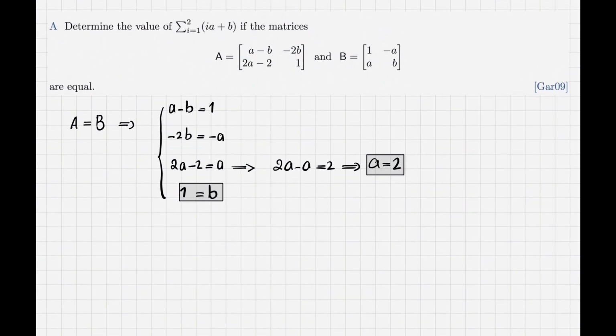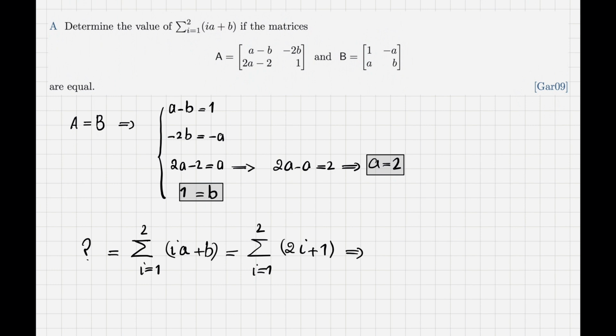Now the question mark here is the sigma of this combination iA plus B, where i goes from 1 to 2. Now we know that A is equal to 2, so it becomes 2i plus 1, where i goes from 1 to 2. So this is equal to, I put 1 instead of i, so it becomes 2 times 1 plus 1. And then I put 2 instead of i, it becomes 2 times 2 plus 1. And then it becomes 3 plus 5, and the answer is 8. So the answer to this problem is 8.